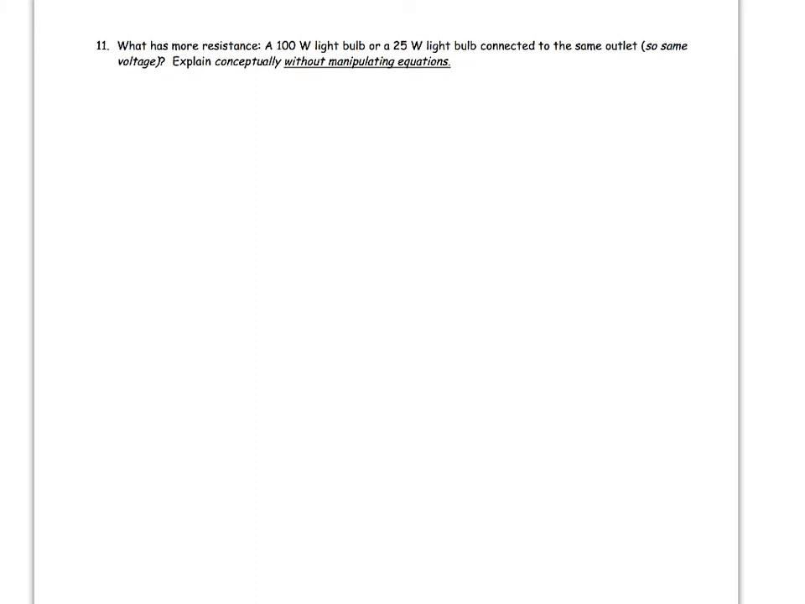For this problem, I want to know what has more resistance, a 100-watt light bulb or a 25-watt light bulb. In both cases, we're talking about power there, which is the voltage times the current. So we're going to think about that, even though we're doing a conceptual explanation. That does help us with knowing the relationship between power, voltage, and current.